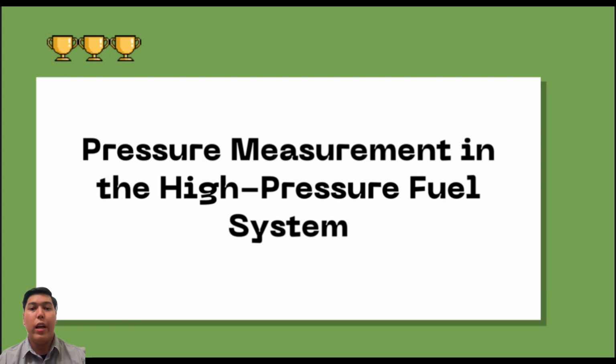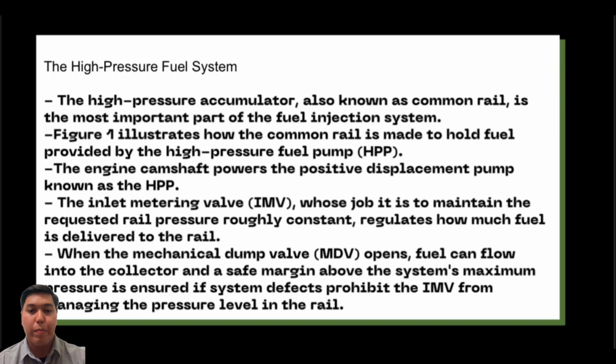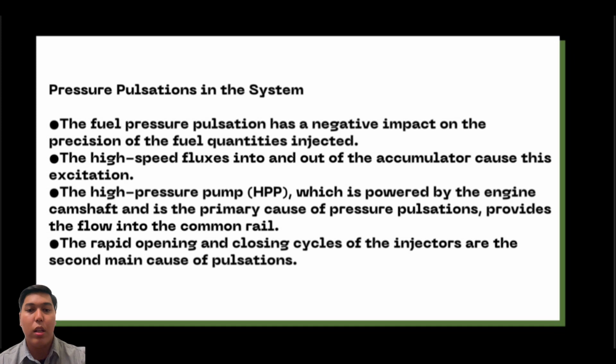Pressure measurement in the high pressure fuel system. The high pressure accumulator, also known as the common rail, is the most important part of the fuel injection system. Figure 1 illustrates how the common rail is made to hold fuel provided by the high pressure fuel pump, HPP. The inlet metering valve, IMV, whose job is to maintain the requested rail pressure roughly constant, regulates how much fuel is delivered to the rail.